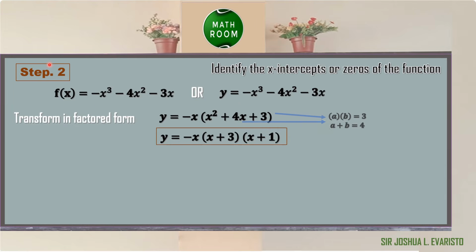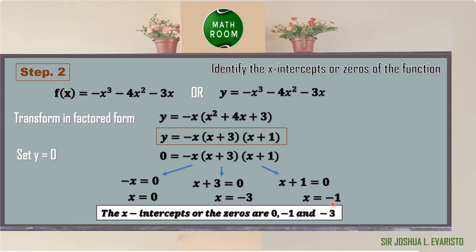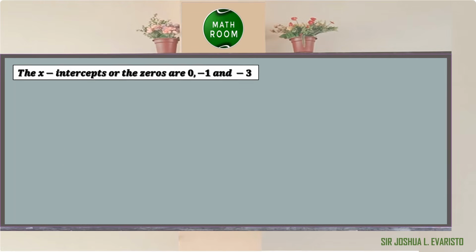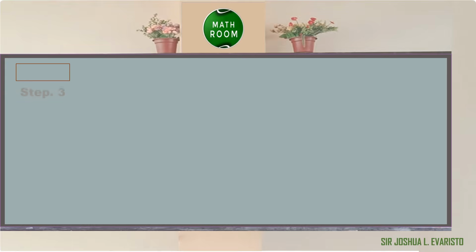Since we already have the factored form, we can now set y equal to 0. After setting y equal to 0, we can equate each factor to 0. Then we will find the value of x. So we have x = 0, x = -3, and x = -1. Therefore, the x-intercepts or the zeros are 0, -1, and -3. After getting the values of the x-intercepts, we can conclude that the graph will pass through (0, 0), (-1, 0), and (-3, 0).